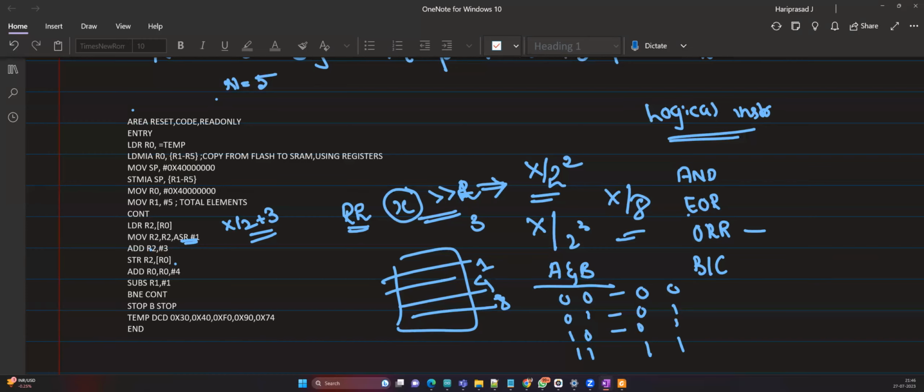Correct. What about XOR? Exclusive OR will be 0 1 1 0. So this is the XOR operator, exclusive OR, and ORR is logical OR. And BIC is binary bit comparator? No, it is bit clear.